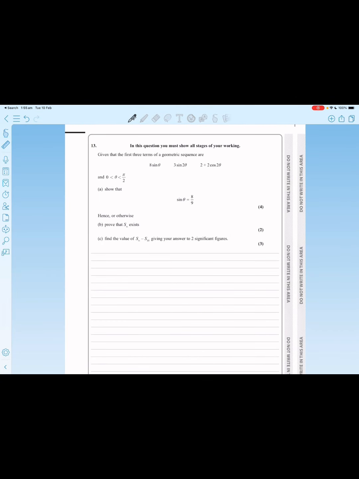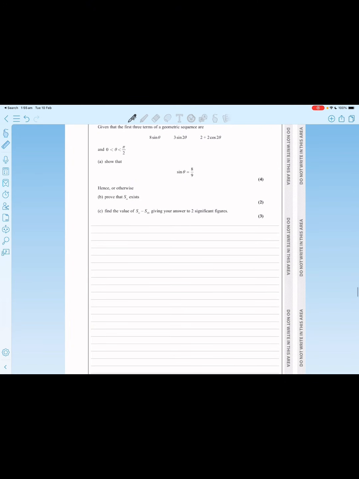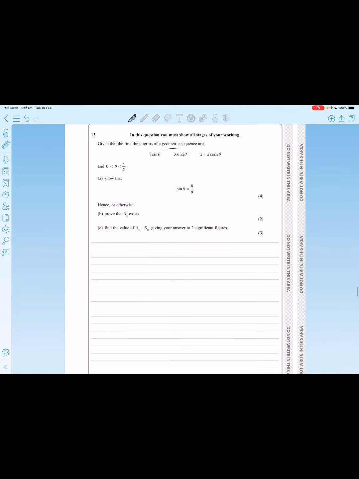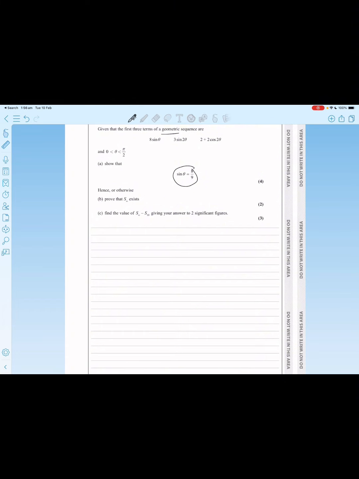Question 13 is a question on geometric sequences. Given that the first three terms of a geometric sequence are 8 sin theta, 3 sin 2 theta, and 2 plus 2 cos 2 theta, show that sin theta is equal to 8 over 9. So essentially this question is telling us it's a geometric sequence. What do I know about arithmetic sequences and geometric sequences? For arithmetic sequences, the difference is always the same between consecutive terms, and in a geometric sequence, the ratio is the same. I want to find the value of sin theta, and the only thing I can really do here is set up an equation.